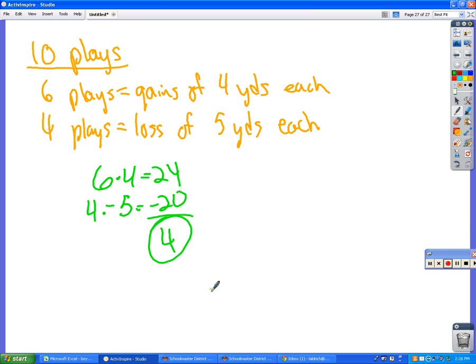All right. So there's a lot of different word problem, real world type situations where positive and negative numbers come into play. Money, football, golf, we did one. Temperature, another one, things like that. Okay?